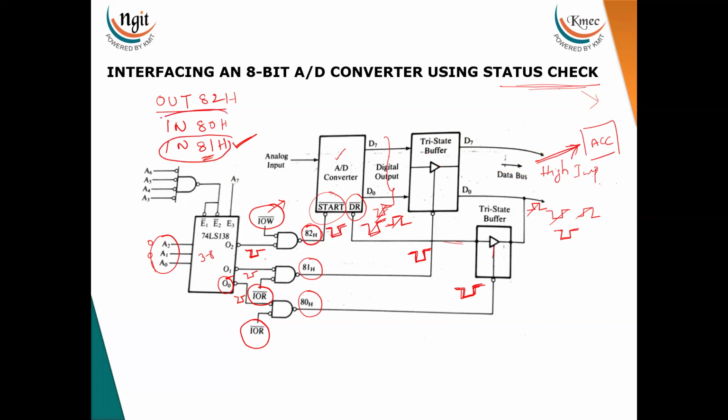By using this instruction, the microprocessor reads the status. This is the status. By using this, the conversion is started. By using this instruction, the microprocessor reads the digital data. This is how the processor reads the status, reads the digital information, and starts the conversion, and how these ICs are connected to the processor. This is about interfacing the 8-bit DAC using the status check.